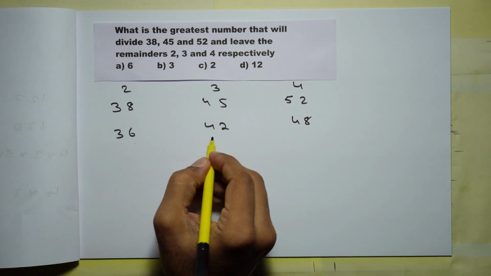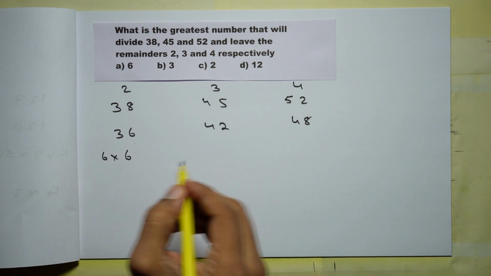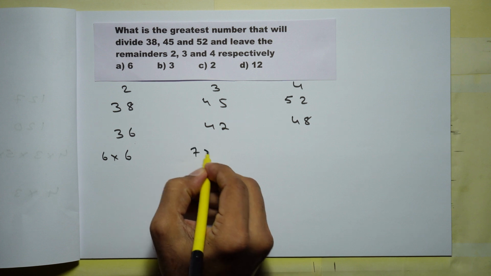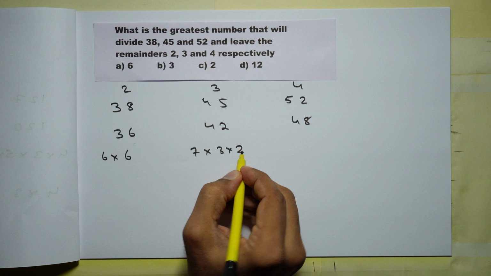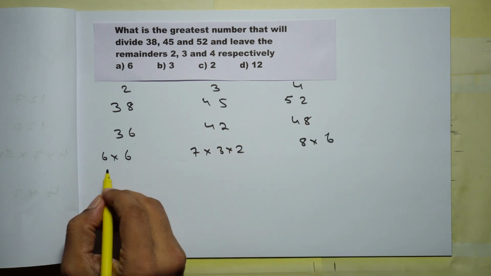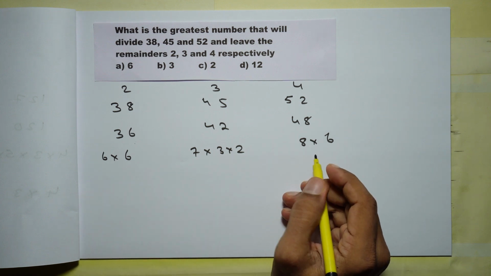So we'll just split it up into their factors. 36 is 6 into 6. 42 is 21 into 2, and 21 is 7 into 3, so 42 is 7 into 3 into 2. 48 is 8 into 6. Now we'll find out those numbers that are common to all these factors.